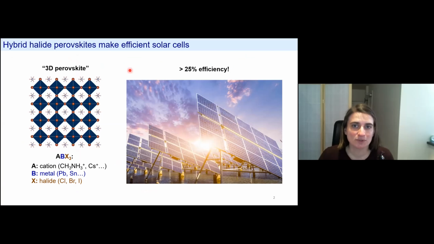So as I'm sure everybody has heard, halide perovskites make really efficient solar cells. And for those of you who may be more on the polymer side, the basic structure of a perovskite is shown on the left. We have a metal in the center of these octahedra, a halide on the corners, and then a small cation, often an organic cation, that sits in what's called the A site between the octahedra. This is what is commonly called a 3D perovskite. It's called 3D because this network of octahedra extends in X, Y, and Z directions infinitely until it reaches, for example, a grain boundary or a substrate.